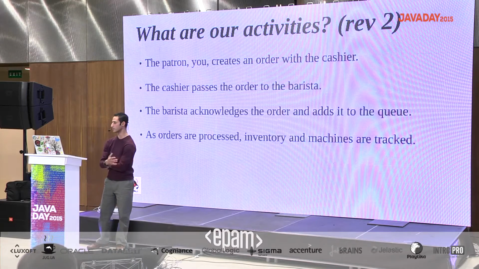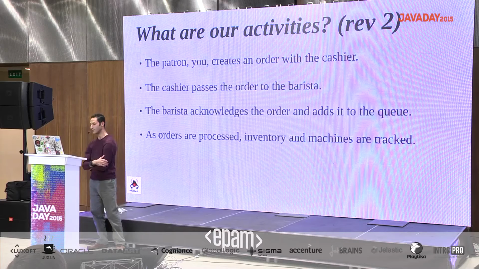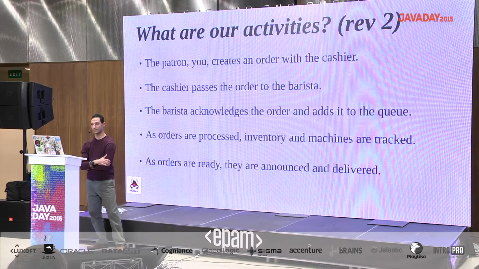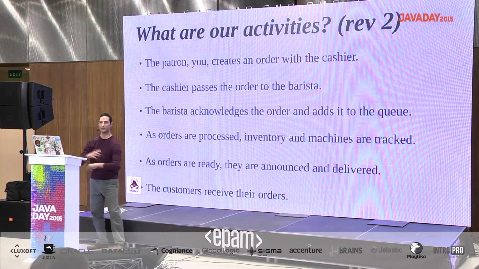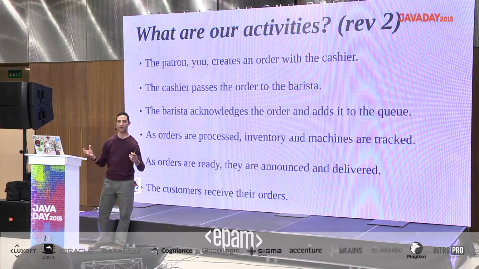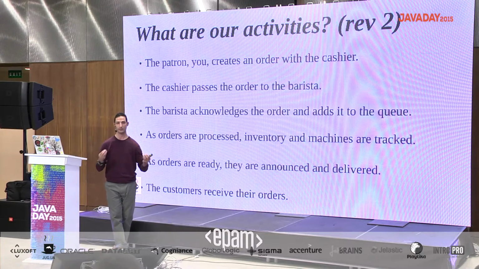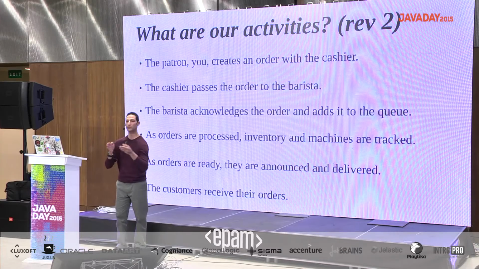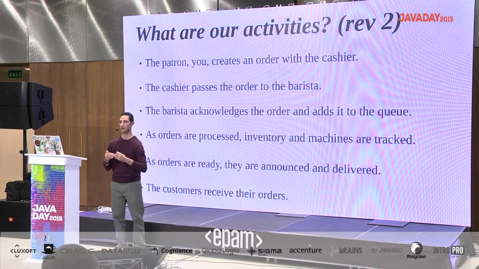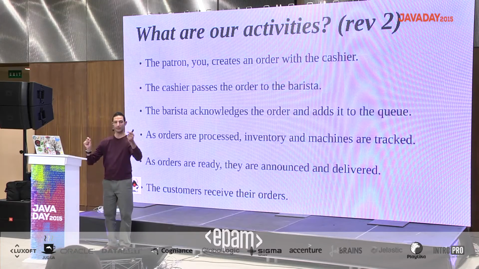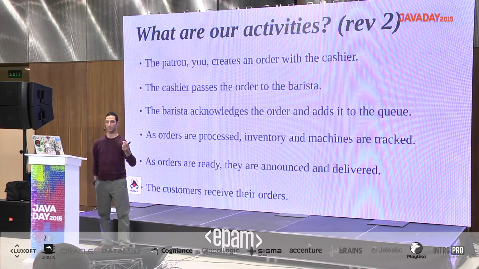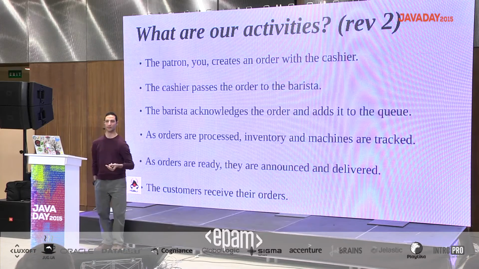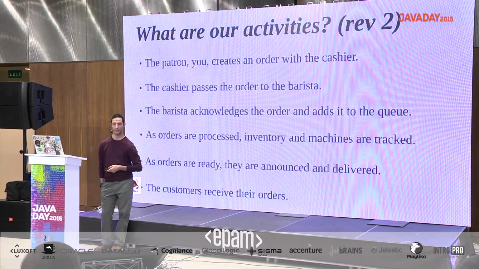After that, the order is processed, and inventory and machines are tracked. Then, when the order is ready, it is announced and delivered. The customer receives their order. This is a complete picture of how the participants interact with each other, and in which order. This is more important. When you design the first one, the patron interacting with the cashier, this is the first thing you have to do with that API. Then in order, you accomplish everything and monitor everything.